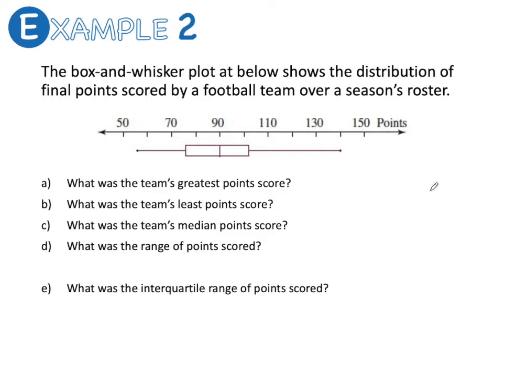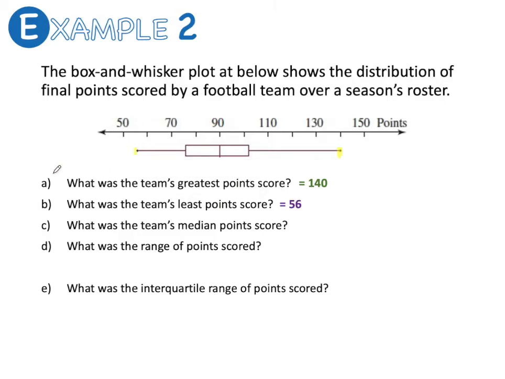So going through and having a look at the questions, A is what is the team's greatest points scored? And we can see that our greatest point score is going to be up where our box and whisker plot finishes, which is 140. So the highest score is 140. The least score, looking down the other end, is going to be 56.